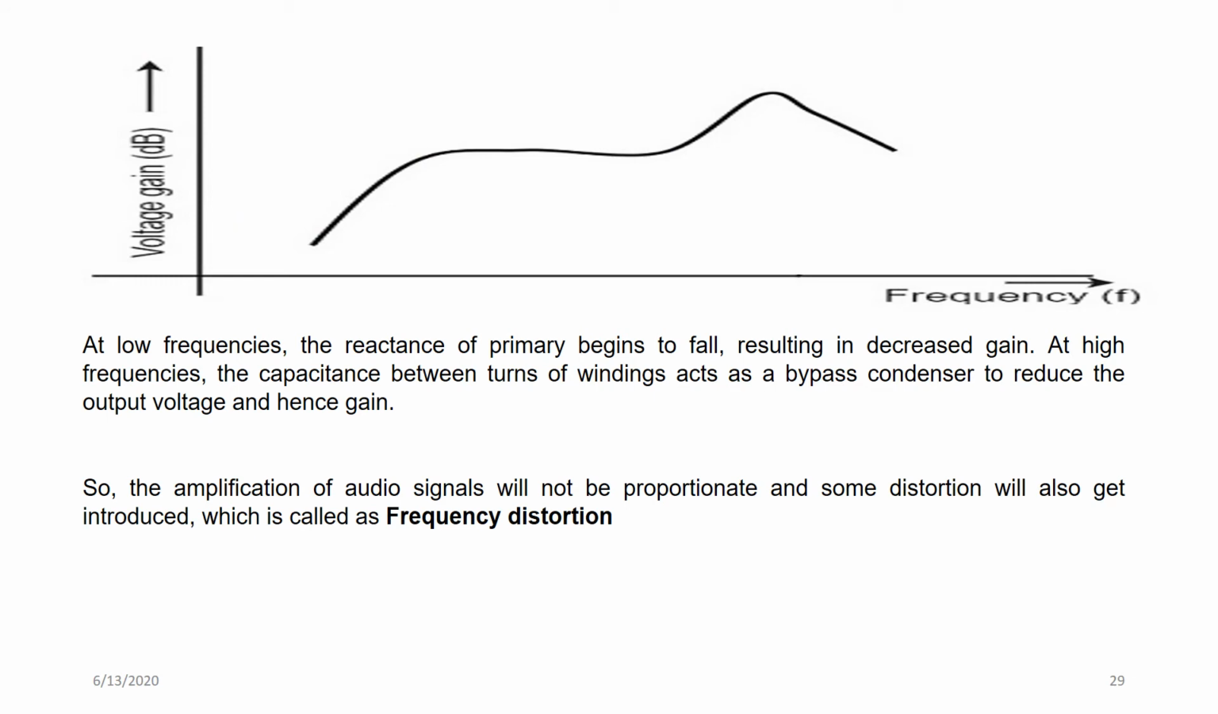At low frequency, the reactance of the primary begins to fall, resulting in a gain reduction. At high frequency, the capacitance between the turns of the winding acts as a bypass condenser to reduce the output voltage and hence the gain. So the amplification of the audio signal will not be proportionate and some distortion will also get introduced. This is called frequency distortion.